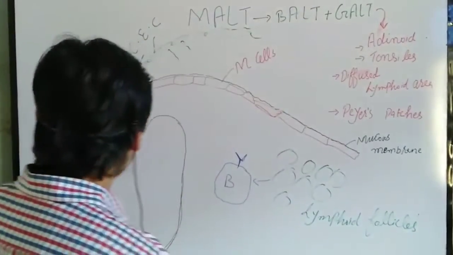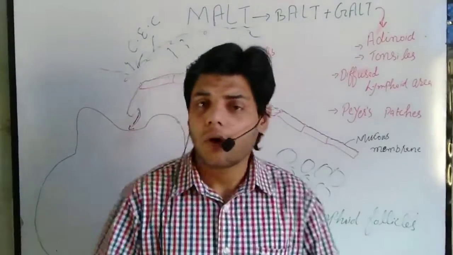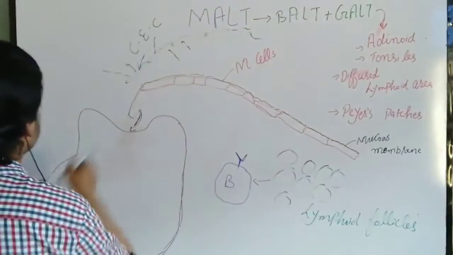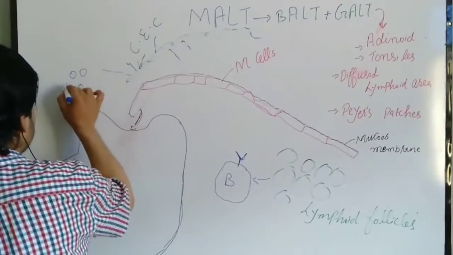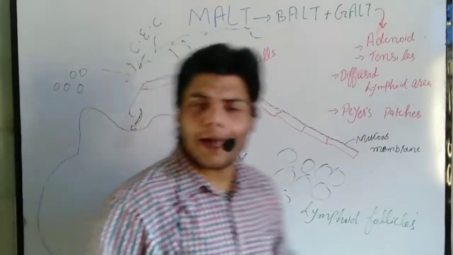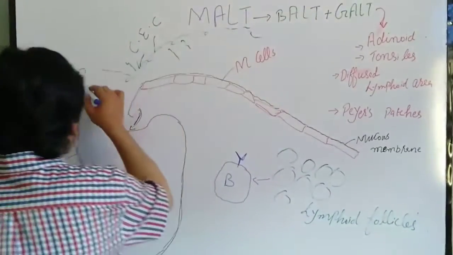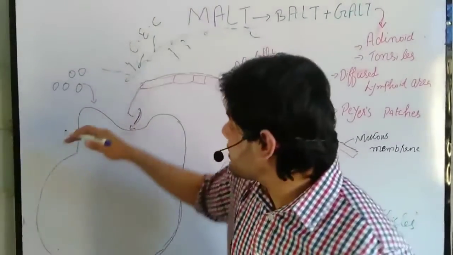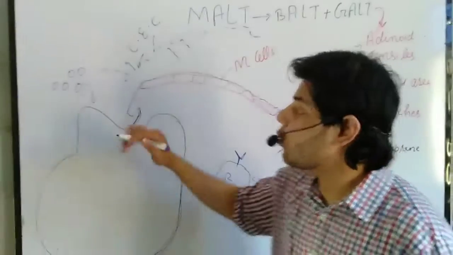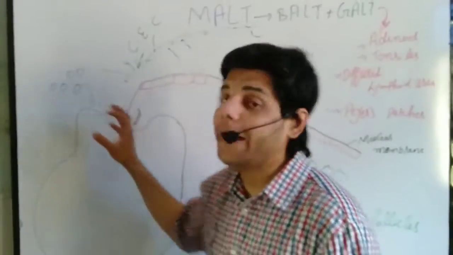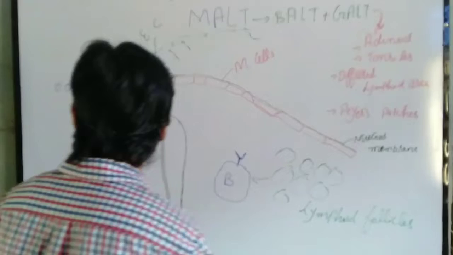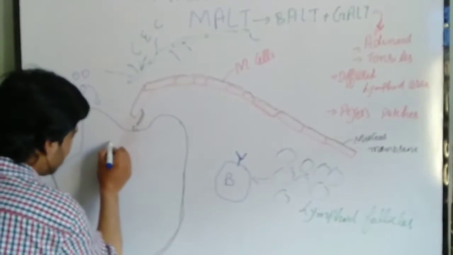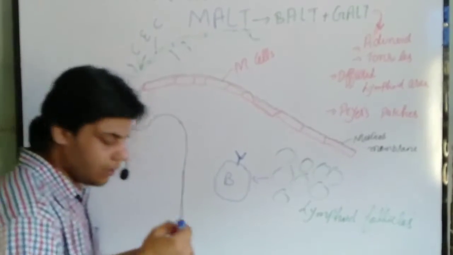Now what actually happens if a microorganism contacts these cells? It is a very large cell. Let's say these are the antigens, or any kind of microorganisms. If these microorganisms are attached to the M cell, what happens? The M cell can endocytose them. Once endocytosed, let's say this is the antigen. Here I will draw just one antigen.